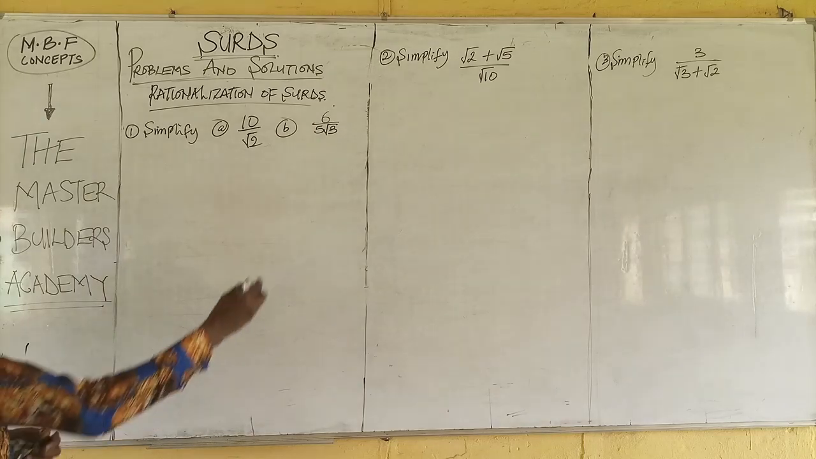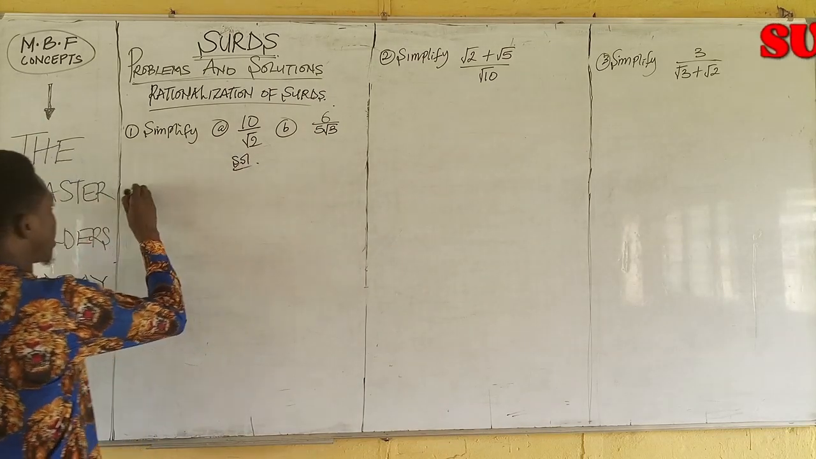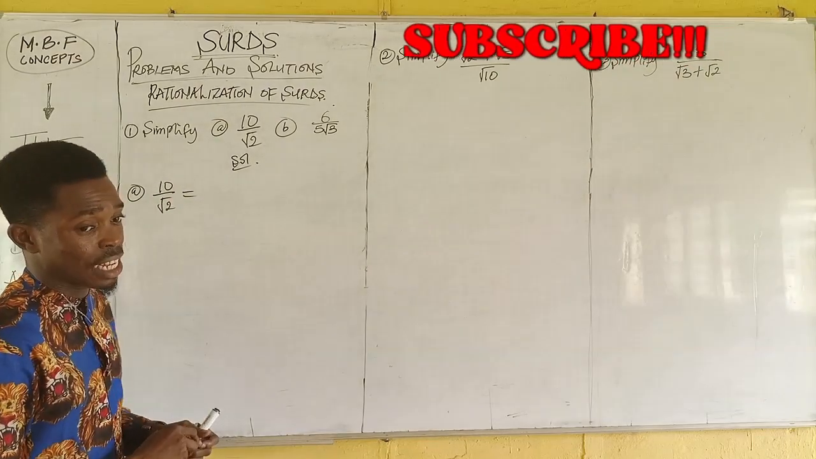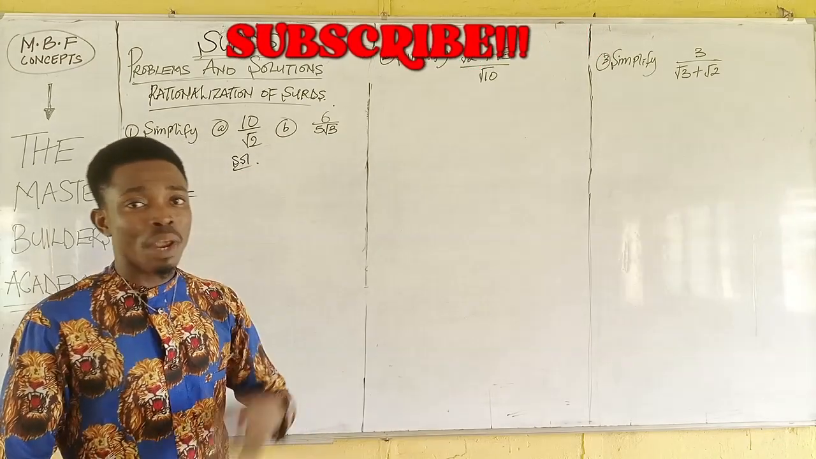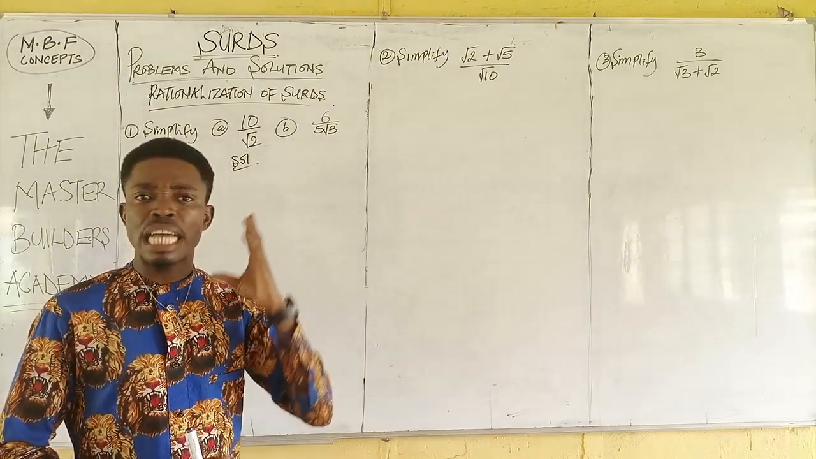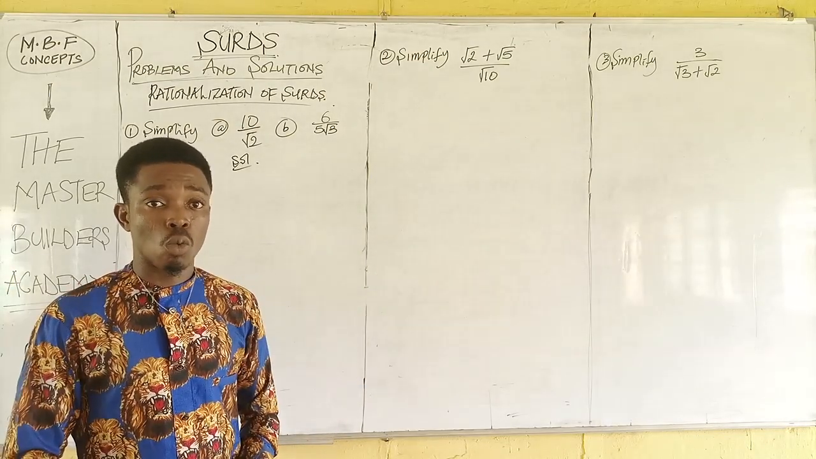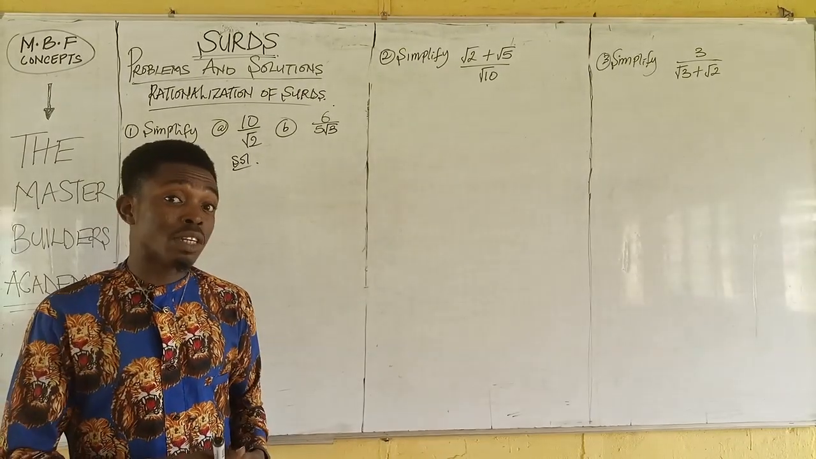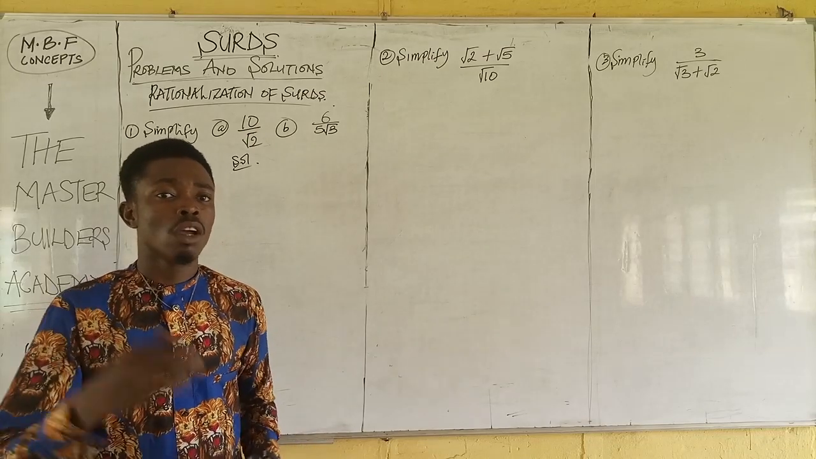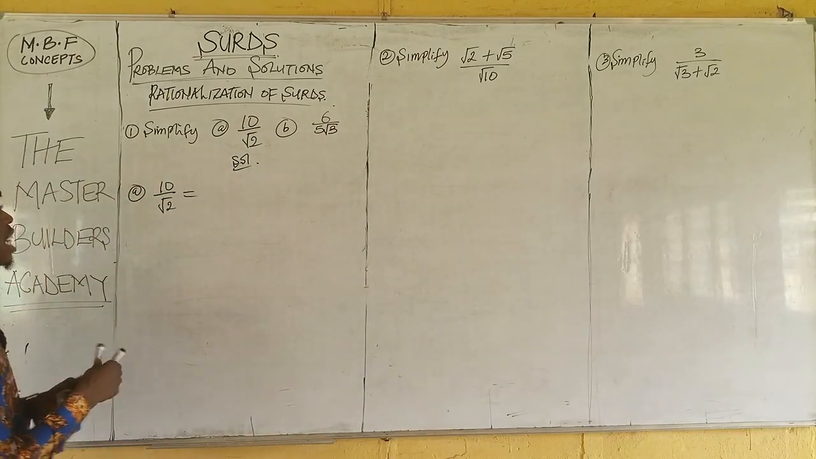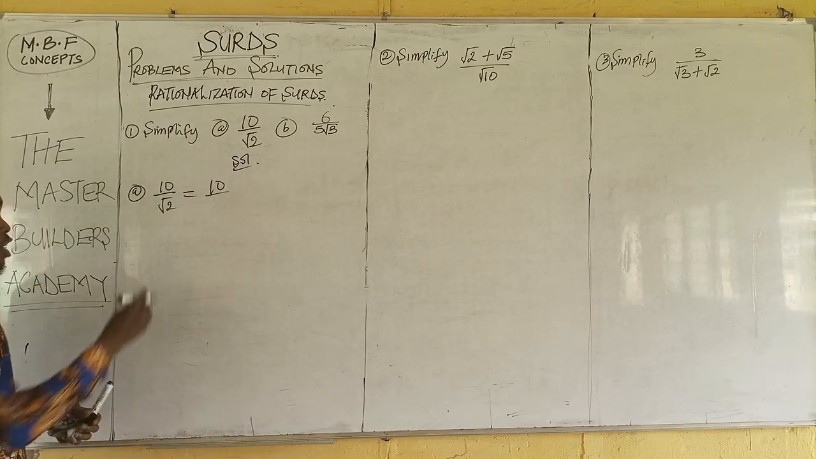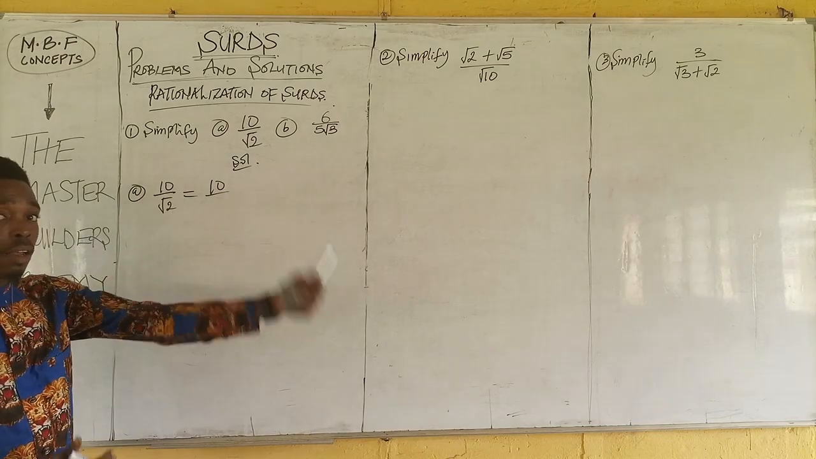Now, from this question number 1a, we have 10 over root 2. Like I said, in mathematics, it is not accepted that you leave your answer having a square root or irrational number at the denominator. So anytime you have a square root at the denominator, what you simply do is rationalize. And how do you rationalize? You multiply both the numerator and the denominator by the conjugate of the denominator. But in this case, we really don't need to use the conjugate of the denominator because we only have root 2 at the denominator.